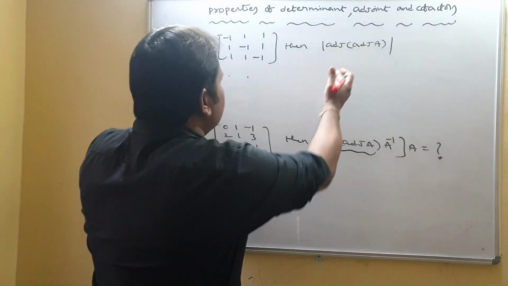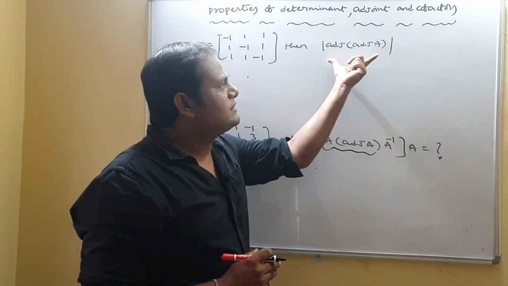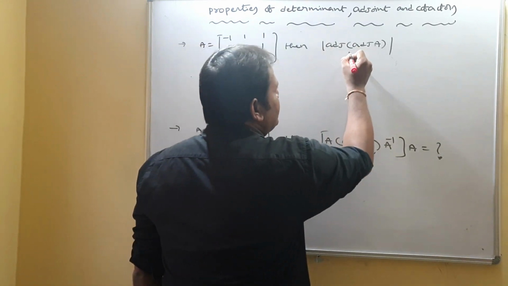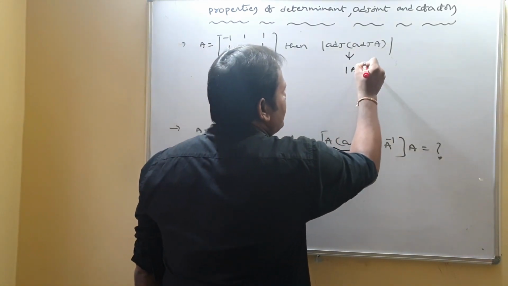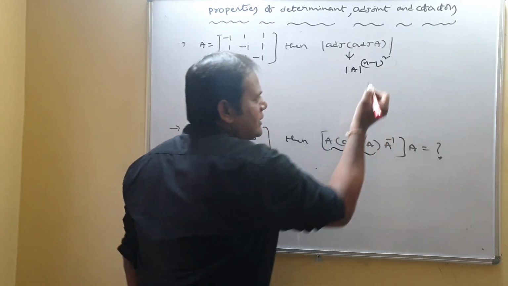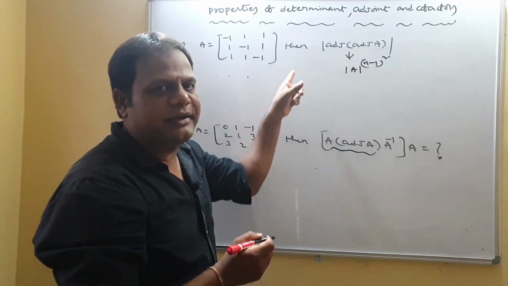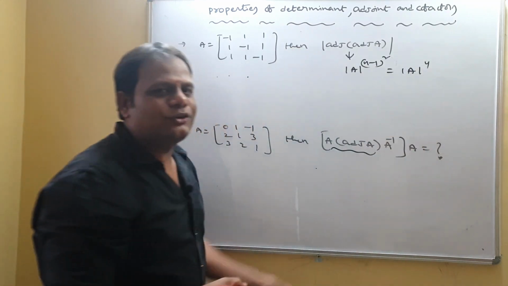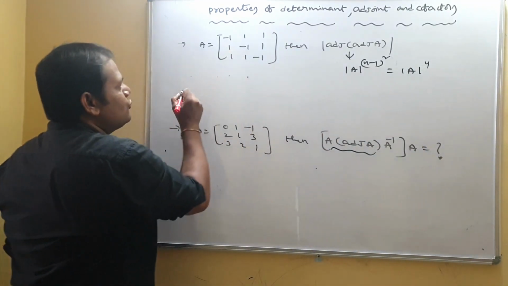Coming to this example, A is given, asking what is det adjoint of adjoint A. You know that if two adjoints are there, what is this value? It is det A power n minus 1 whole squared, is it? So what is n? 3 by 3 matrix. So is it det A power 4? Yes. So you have to find det A.